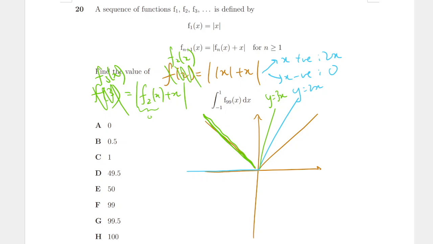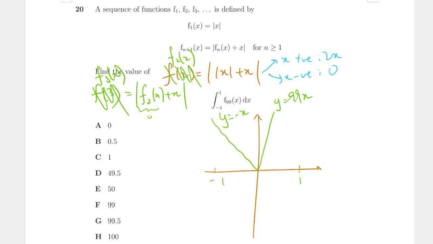Good. Okay, so now let's figure out what f99 looks like, right? So on the right-hand side, okay, let me redraw this graph now. I'm going to draw f99. So y equals 99x, right, as I said. And then this is an odd number, so the other side will look like this. y equals negative x. Yeah? Good. Okay, I want the area from -1 to 1.